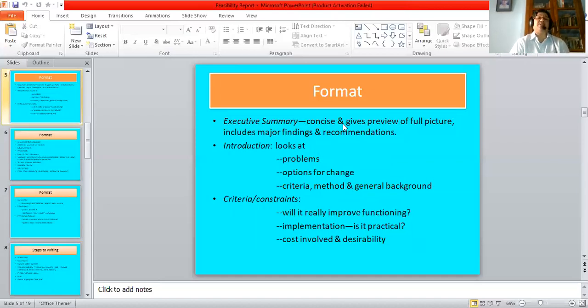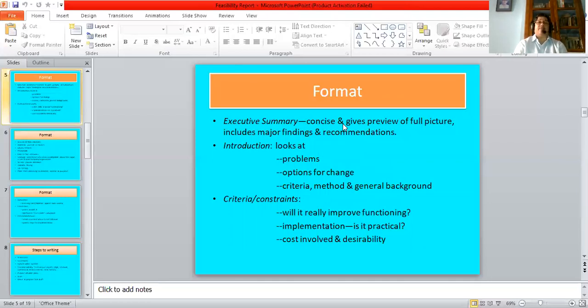Now the introduction to this report next looks at the major problems or the major issues which have led to the writing of the report in the first place, and which are the options for change or for solution of the problem involved over here, and what will be the criteria, the method, and the general background. So all this is really included in the body of the introduction, which begins the report proper.